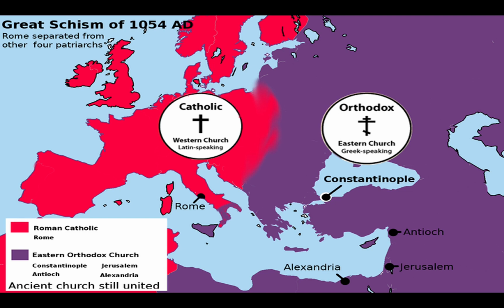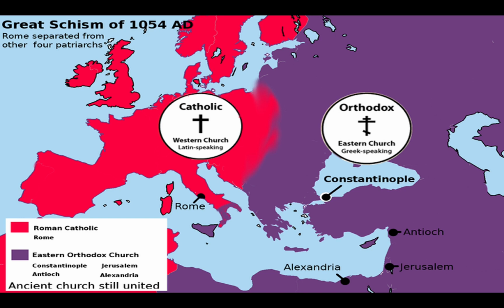and then Michael Cerularius refused to admit these messengers in his palace. So he basically kicked them away, and they had to go back to Rome. And that was the end. That was the end of this united Christianity.